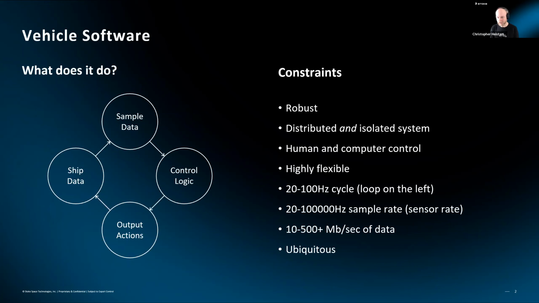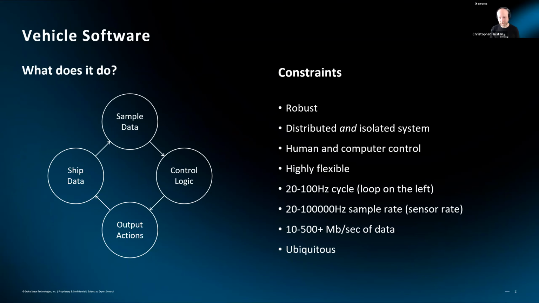We have the need for human and computer control of all of this software. So the human on console needs to be able to click buttons, open, close valves, be able to read telemetry and understand what's going on. And then we also have computer logic, where we need to be able to do thrust vector control and tank control and other automated actions that are in that control logic block.